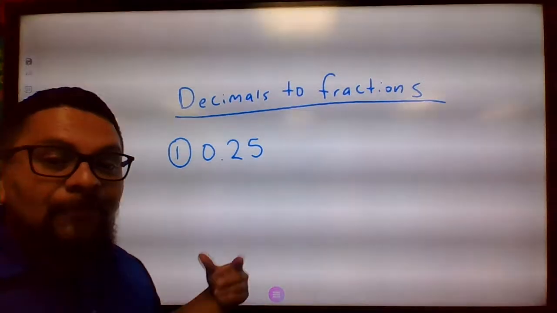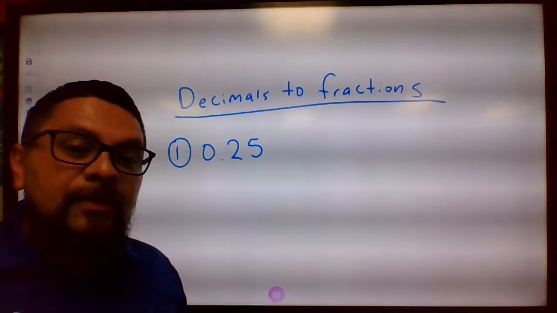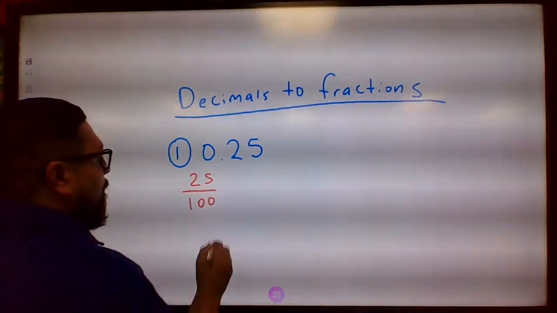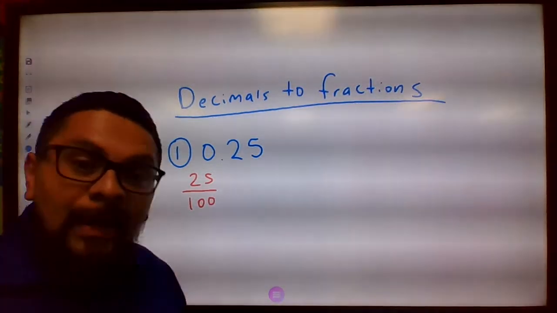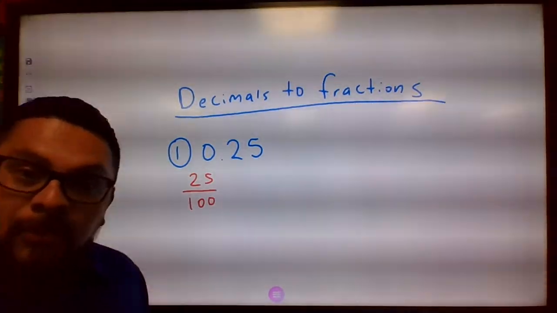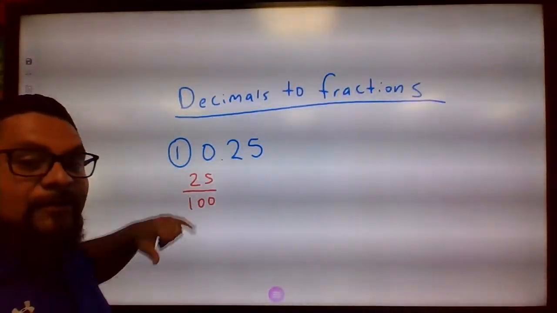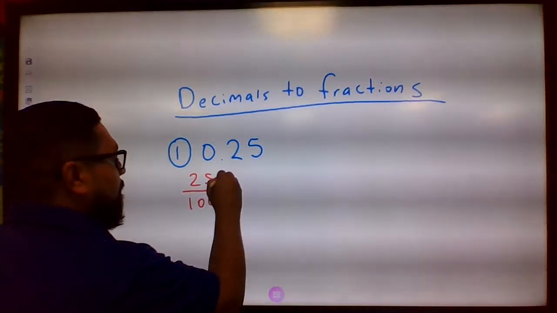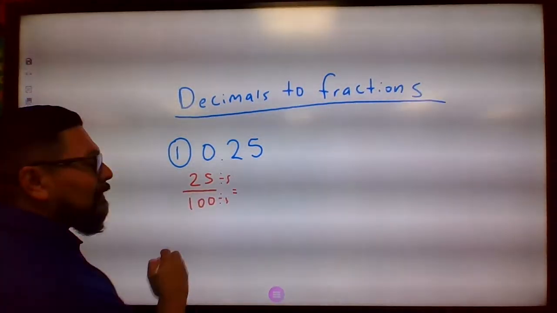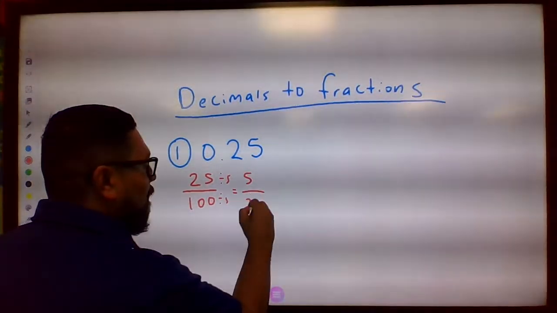So this means 25, but it also means 25 hundredths. So you write 25 hundredths like this. And you're done. But you have to simplify it still, right? So if you remember your multiplication table or even division, you can divide these both by 5, right? 25 divided by 5 is 5. 100 divided by 5 is 20.